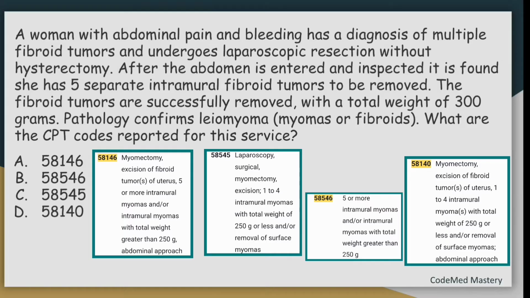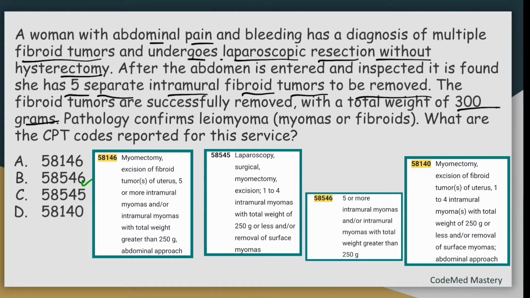In the scenario they have mentioned a woman with abdominal pain and bleeding has a diagnosis of multiple fibroid tumors and undergoes laparoscopic resection without hysterectomy. So this is a laparoscopic procedure, and after the abdomen is entered and inspected, it is found she has 5 separate intramural fibroid tumors to be removed. The fibroid tumors are successfully removed with a total weight of 300 grams. So which among these 4 codes is the right answer? The right code is 58546. That is option B.